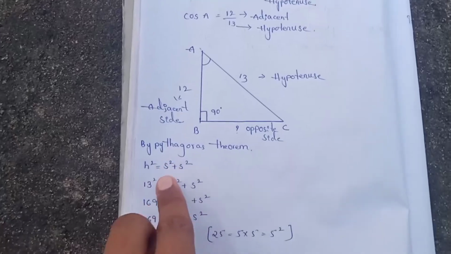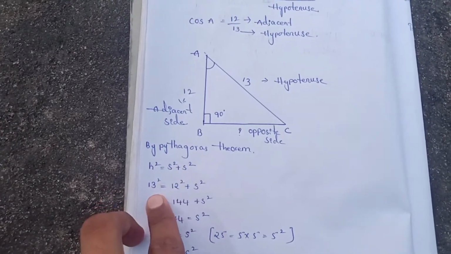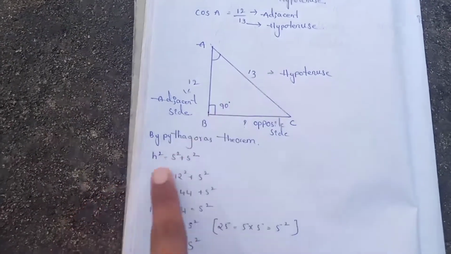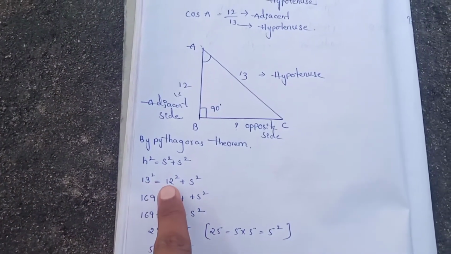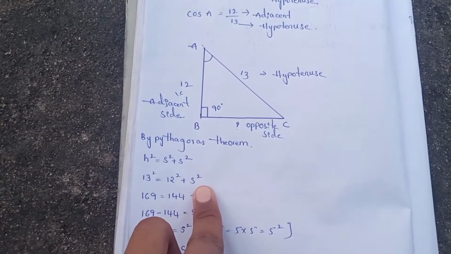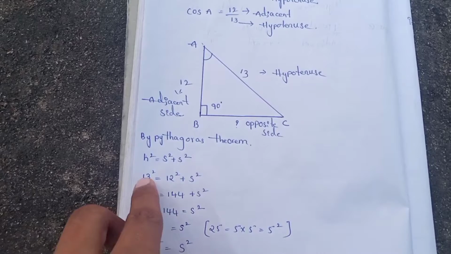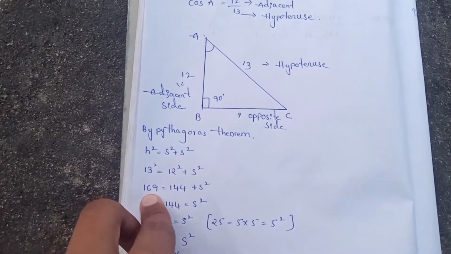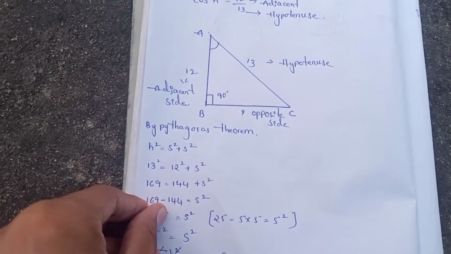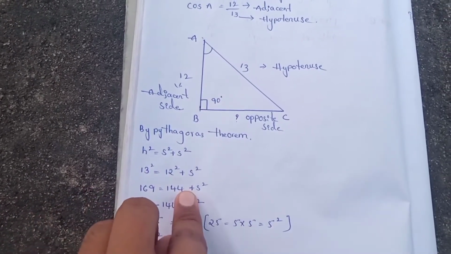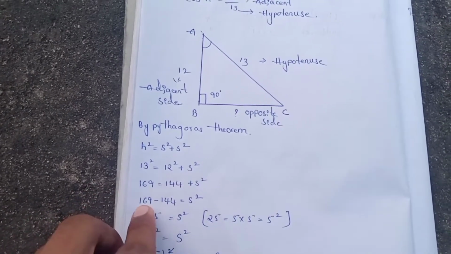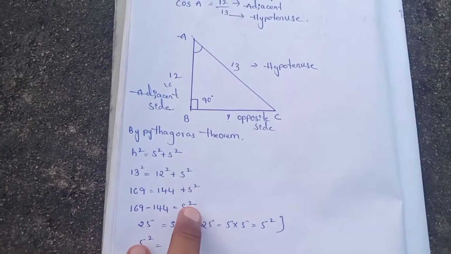By Pythagoras theorem, hypotenuse square is equal to side square plus side square. The hypotenuse given here is 13. 13 square is equal to 12 square plus the other side square, since the other side is not mentioned, so we write it as it is. 13 square is 169, 12 square is 144 plus side square. 169 is greater than 144, so we send this 144 to the LHS. 169 minus 144 is equal to side square.